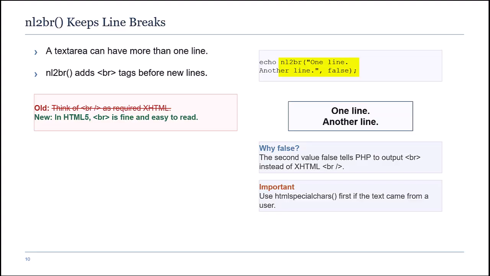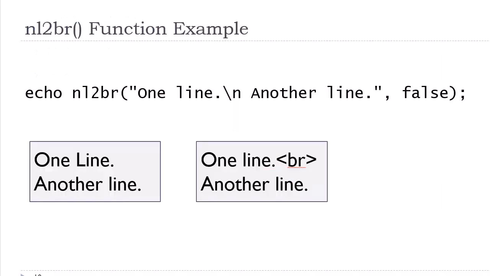The first value is the string. The second value is a Boolean value that controls the type of line break PHP creates. The second value, false, tells PHP to output a standard HTML style break tag. Leaving it as false skips the old XHTML style break tag, which has that extra ending slash. Since we use modern HTML, the clean break tag is exactly what we want.